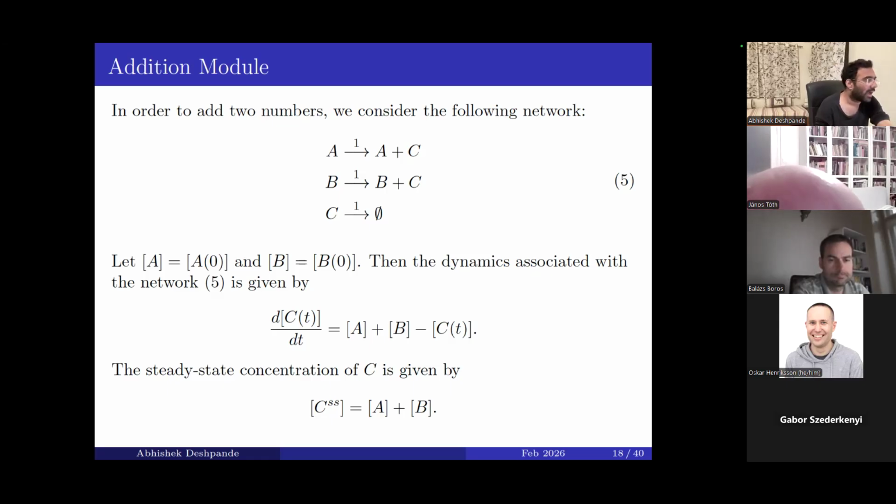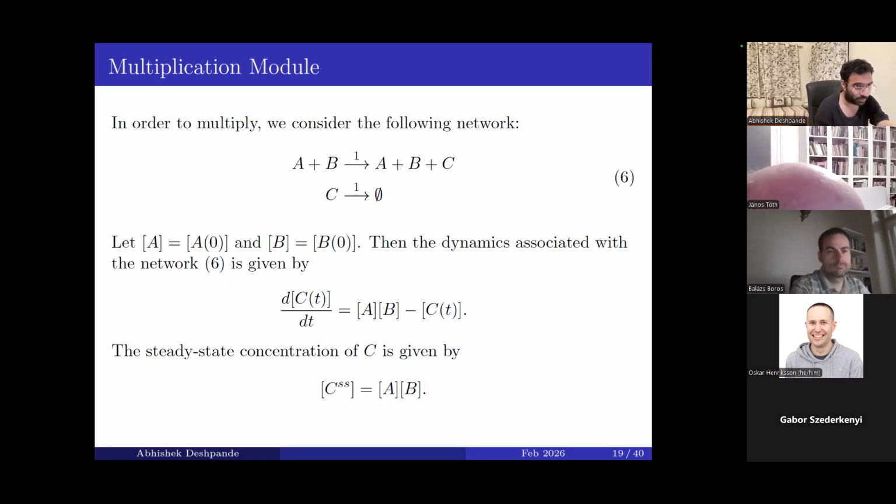Okay. And the next module is the multiplication module, which means, can you use chemistry to multiply two things? This consists of two reactions: A plus B giving you A plus B plus C, and C giving you the empty set. Then the dynamics associated with this network is given by A times B minus C. And again, if you solve for the steady state, then C is given as A times B. So you can use this module for multiplication. So these are relatively simple modules.